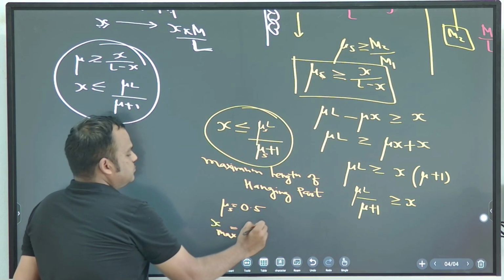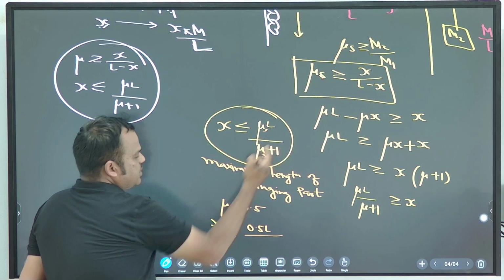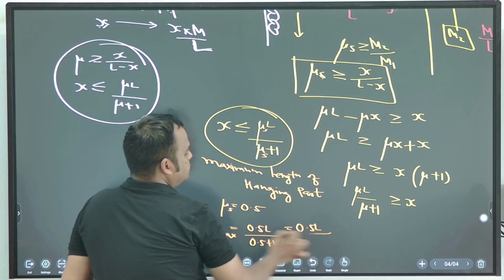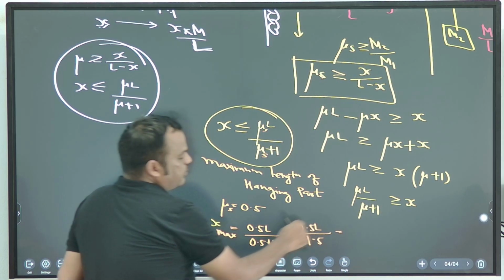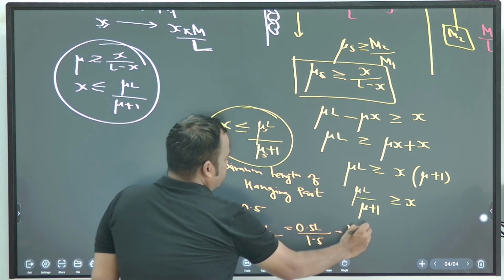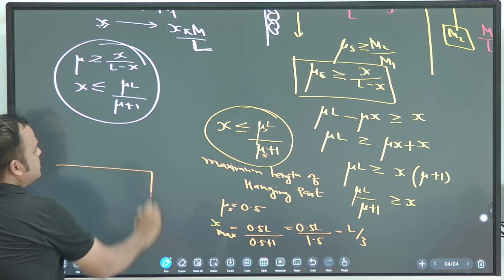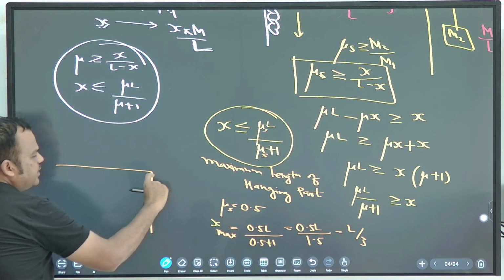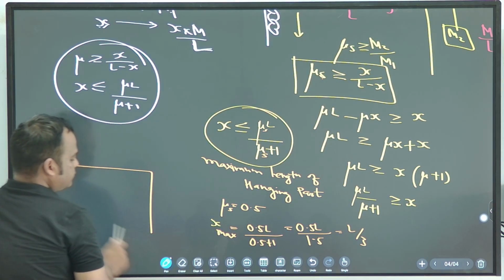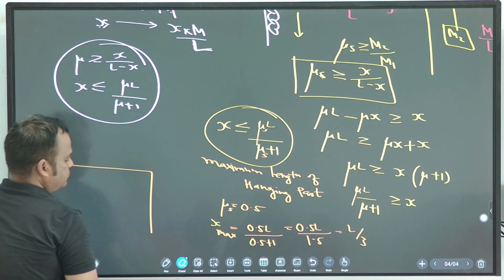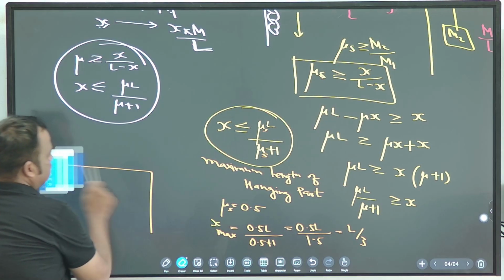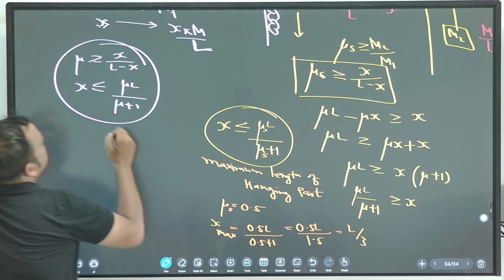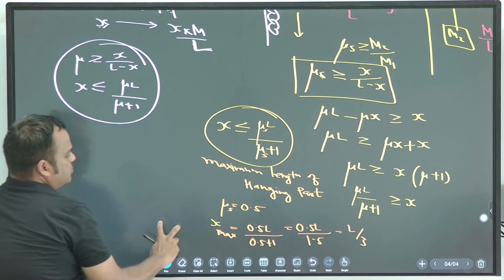0.5 L by 1.5 plus 1. So 0.5 L divided by 1.5. 0.5 upon 1.5, how much? L by 3. Suppose total length is 1 meter. So 1 by 3 meter, 33 centimeter. 33 centimeter can hang. Okay? Correct. Good. Okay, fine. So this chain is over.